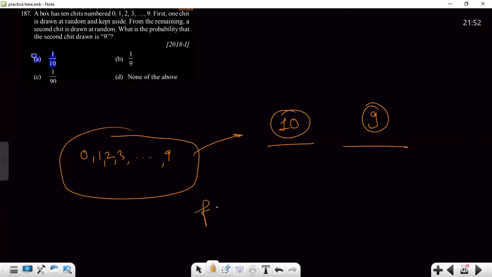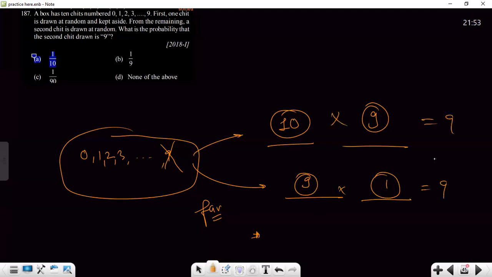For our favorable outcome, how many choices do we have to withdraw the first ticket? That is only 9, because we cannot withdraw the 9, as it is required to be drawn at the second event. So we have only 9 choices. How about the second one? Only one choice. So these are the favorable: 9 into 1, 9 favorable ways. Total ways 90. 9 by 90 will be your probability, that is 1 by 10. Option A is the correct answer.